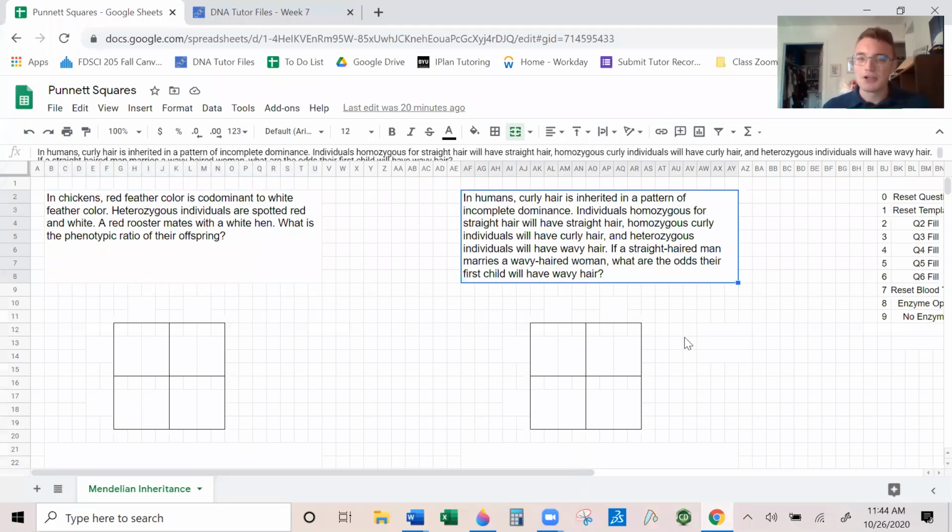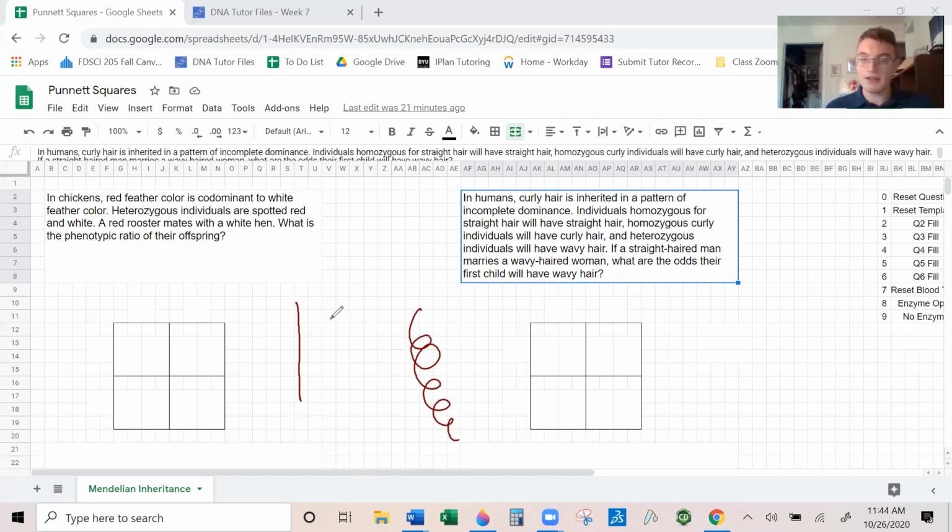In humans, curly hair is inherited in a pattern of incomplete dominance. Individuals homozygous for straight hair will have straight hair. Homozygous curly individuals will have curly hair, and heterozygous individuals will have wavy hair. Notice this is an incomplete dominance problem. Yes, we're not working with color here, but notice if I have straight hair, right? I've got one allele that is straight hair and one allele that is very curly hair.